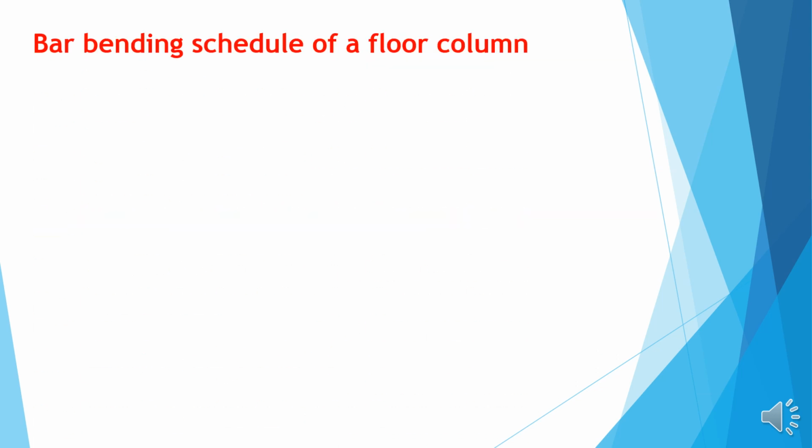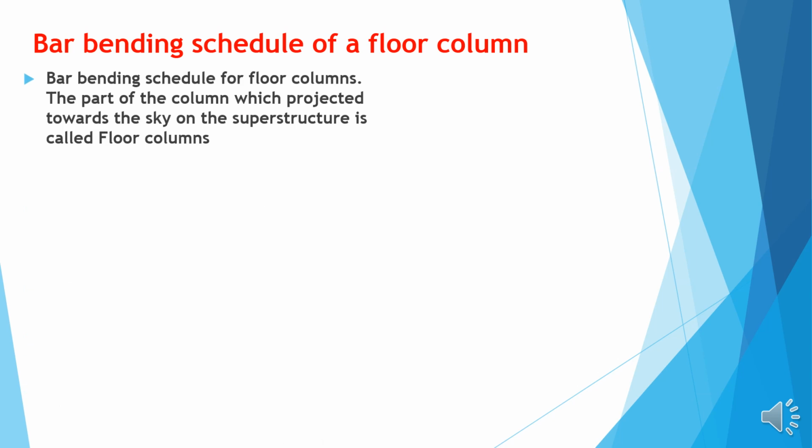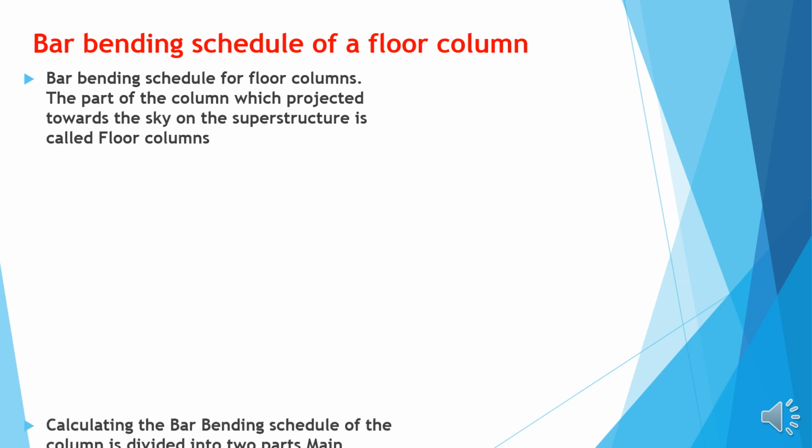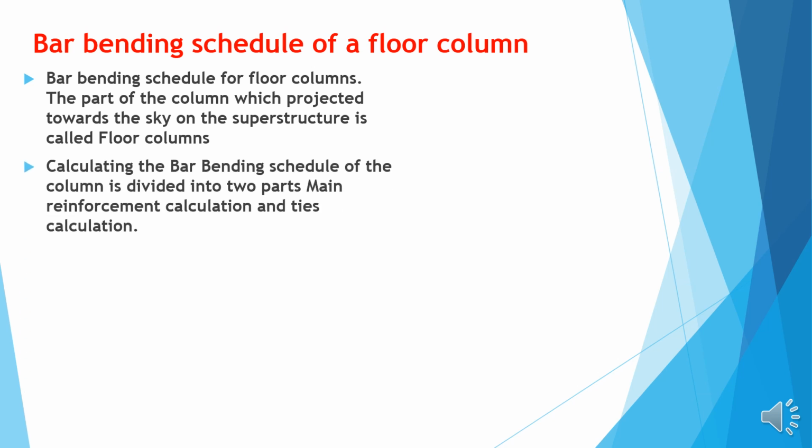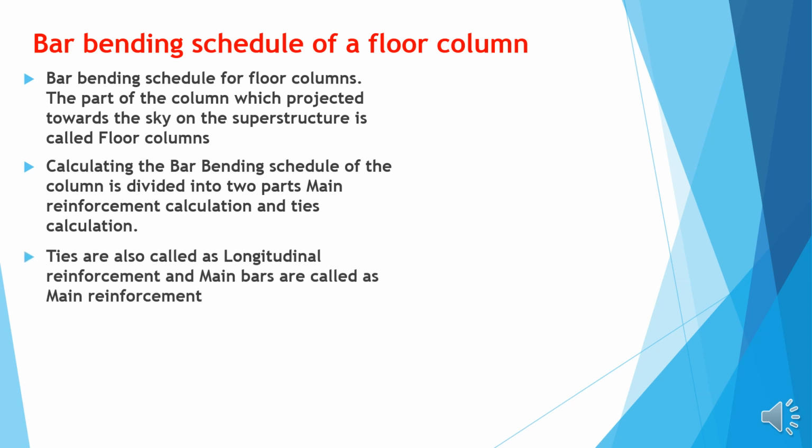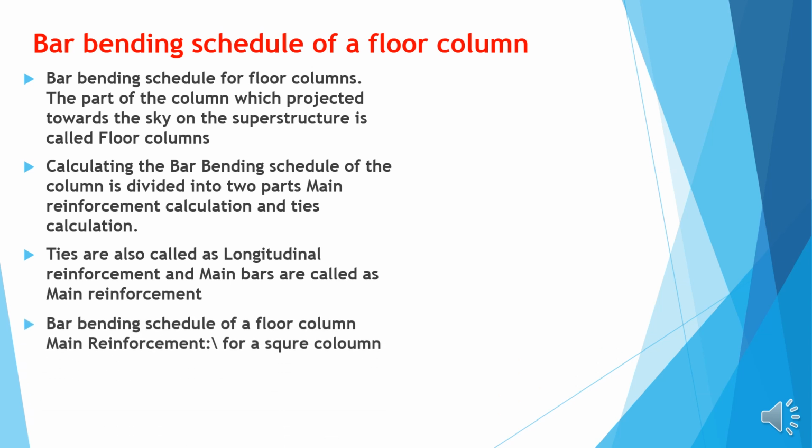Bar bending schedule for a floor column. The part of the column which projects towards the sky on the superstructure is called a floor column. Calculating the bar bending schedule of the column is divided into two components: main bars and stirrups, which are known as longitudinal bars. The stirrups are called the longitudinal reinforcement and the main bar is called the main reinforcement.